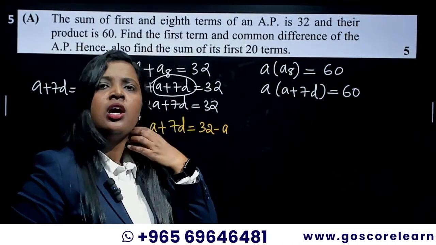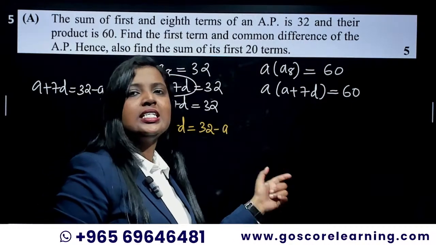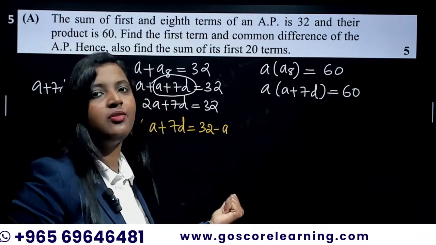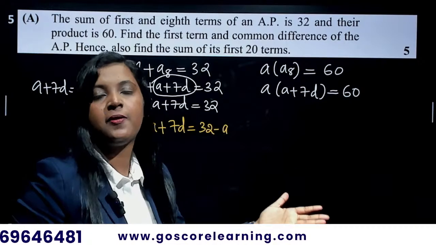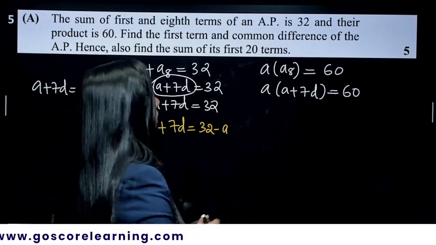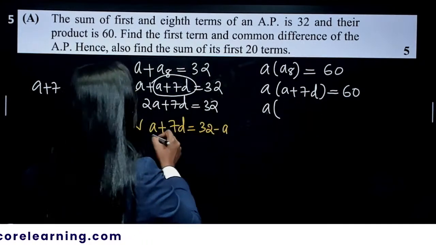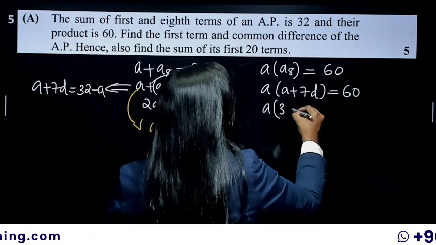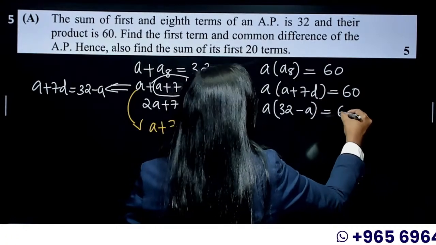So what will you do? You will be replacing it with some other value from the other equation, right? This is known as the substitution method. You have it in the third chapter, linear equations, and there everything is there. So instead of A plus 7D, I'm writing A into 32 minus A is equal to 60.